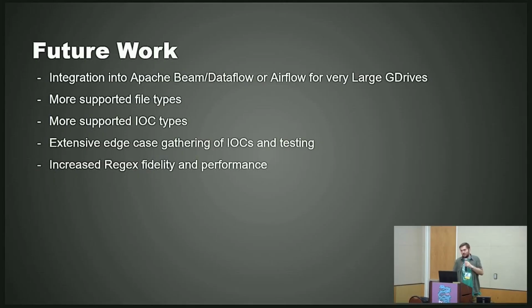So I would like this to be in a data flow pipeline. This would allow you to scan hundreds of G drives. I've done a lot of work with data flow in G Drive. It makes everything way faster. I would like more supported file types and more IOC types.